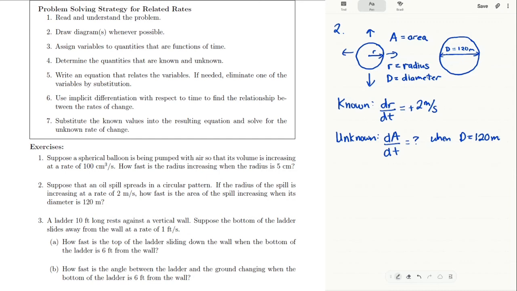So now the next step is to relate the two variables. How can we relate the area of the spill with the radius of the spill? Well, we know that the area of a circle is given as pi r squared. So there's our relationship between the area and the radius of the spill. Now the next step is to differentiate both sides of the equation with respect to t.